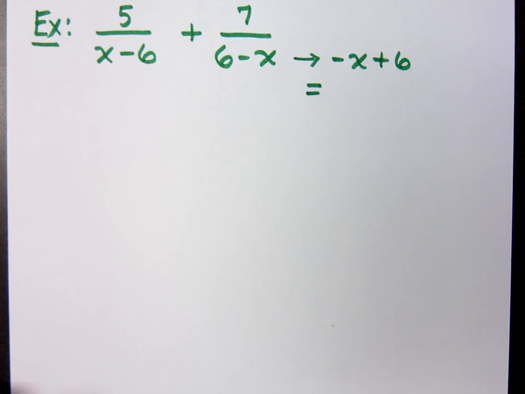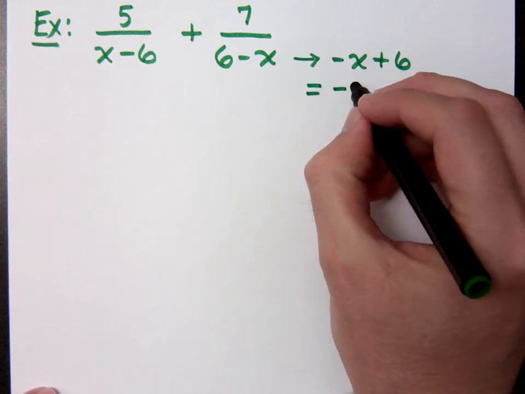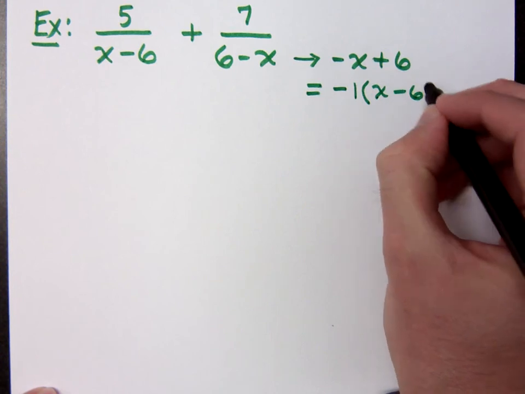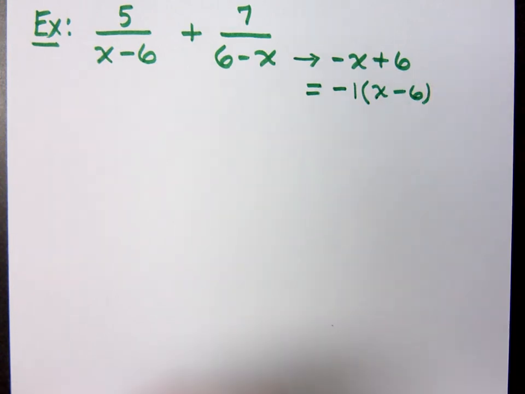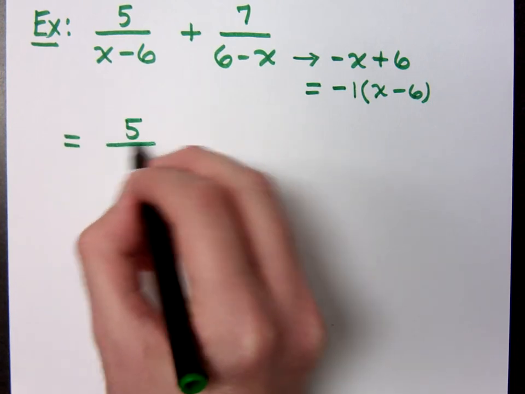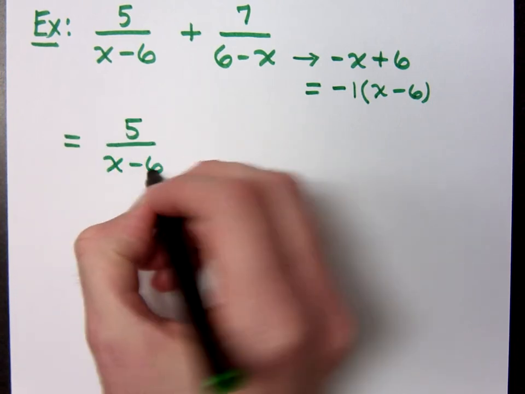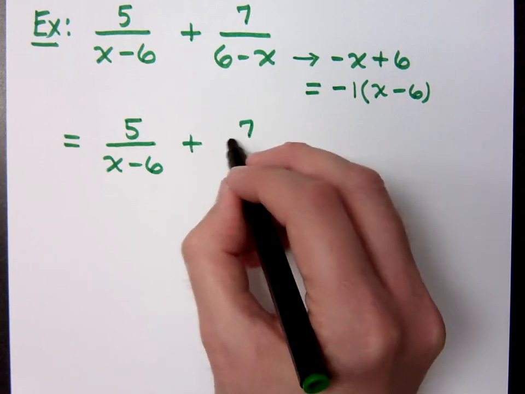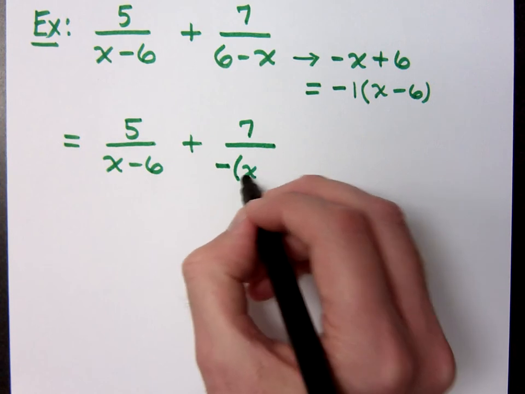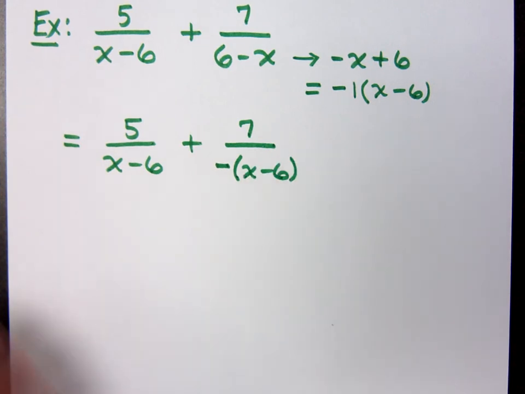So it'd be multiply by negative 1. Well, I'm going to factor out the negative 1. And what do I have? X minus 6. Now, once you see what happens when I take out that negative, I can rewrite this problem. So now this is 5 over X minus 6 plus 7 over what? Negative 1 times X minus 6. You can't just pretend the negative's not there because it most certainly is.